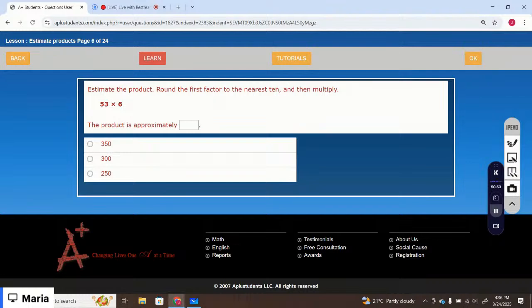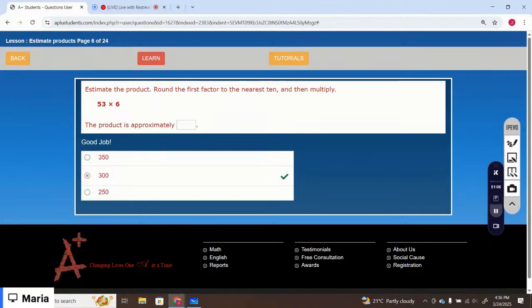Fifty-three times 6. So which is the correct option? 53 is rounded to 50. 6 times 50 is 300. Option number 2 is the correct option. That is 300.